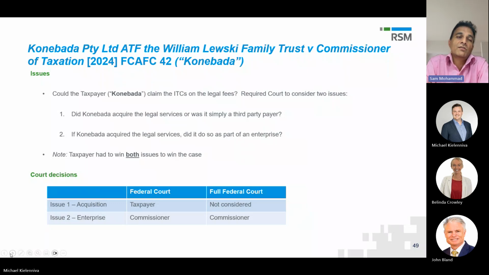And because the taxpayer needed to win both issues, it lost the case. It then appealed on the enterprise question, and the Commissioner appealed on the acquisition question. Now, what the full Federal Court did is it answered the second question and agreed with the tribunal that the taxpayer was not carrying on an enterprise, which meant that it didn't need to consider whether it was the entity that acquired the services. So if we just flick through again, Mike, to the next slide.